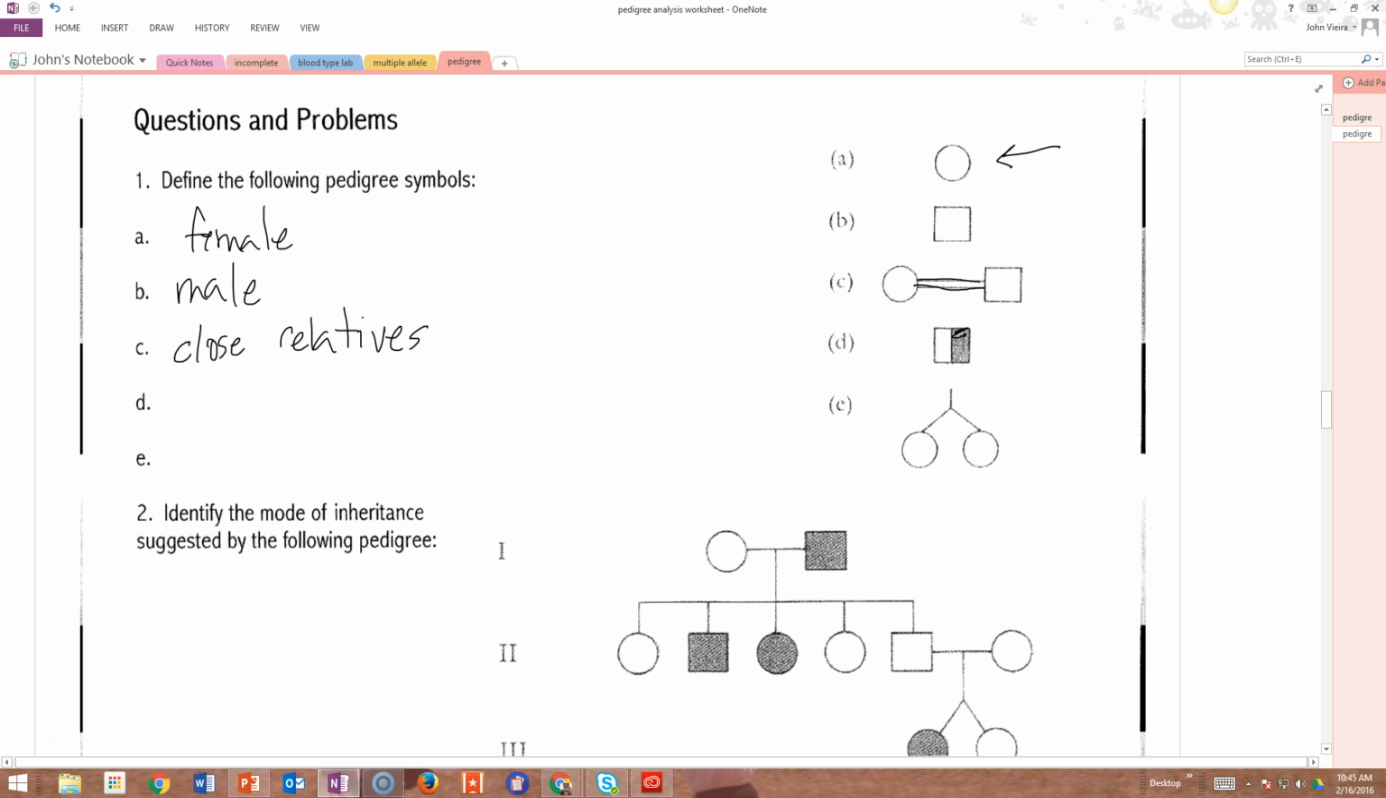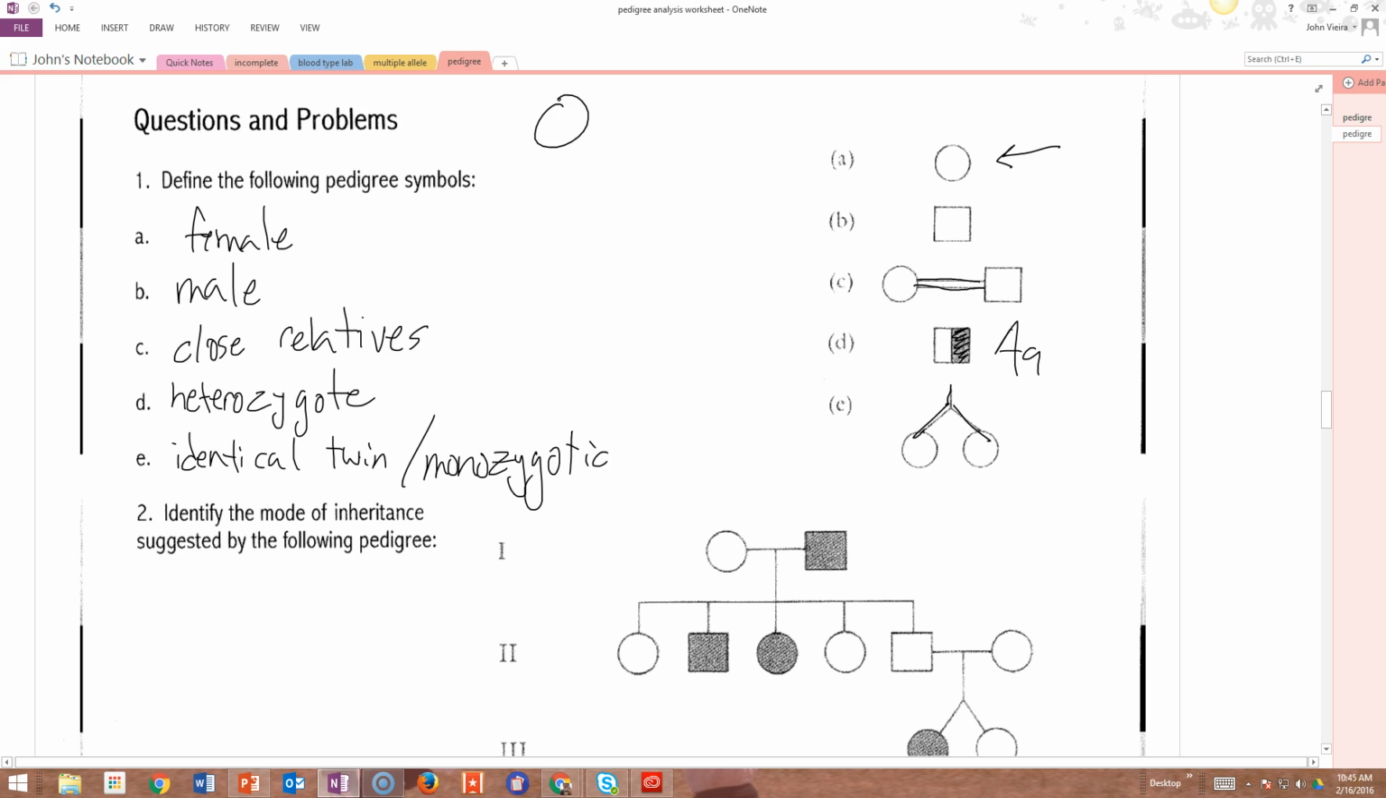Now, when you have half of it shaded and the other half not, these are our heterozygotes. Right? So this person is big A, little a. And when you have a branch that goes down and splits, these are our identical twins, also called monozygotic twins.